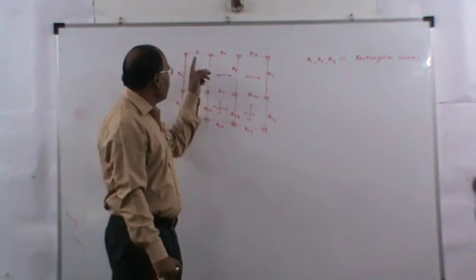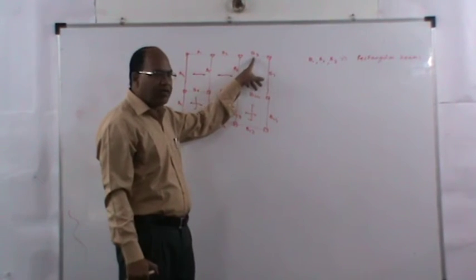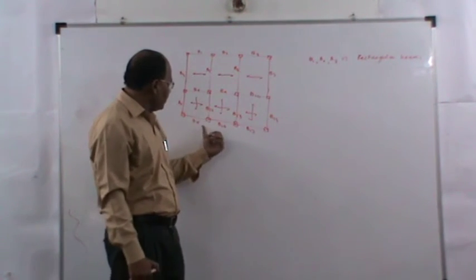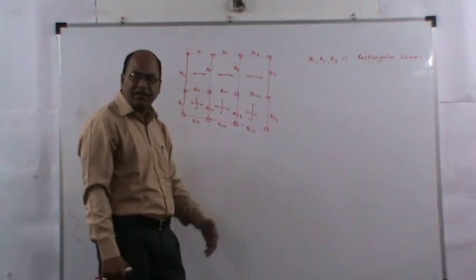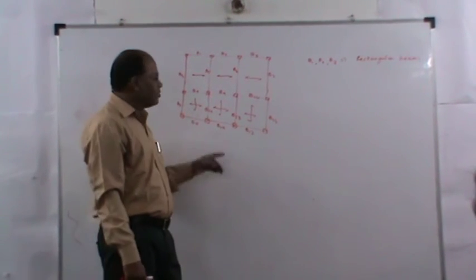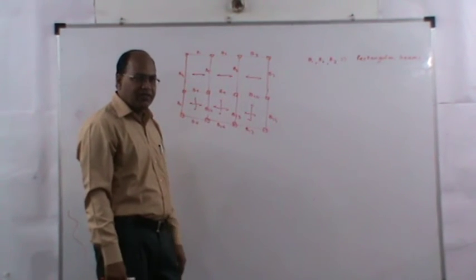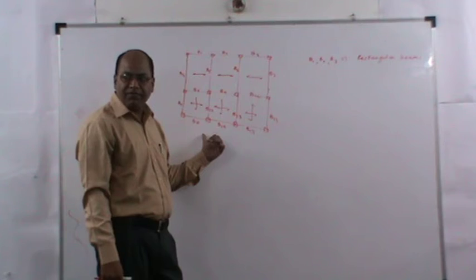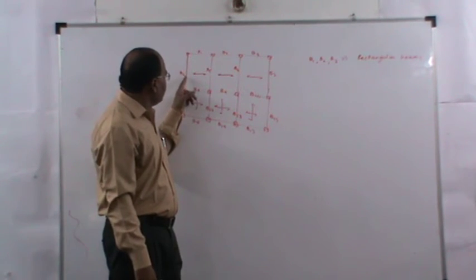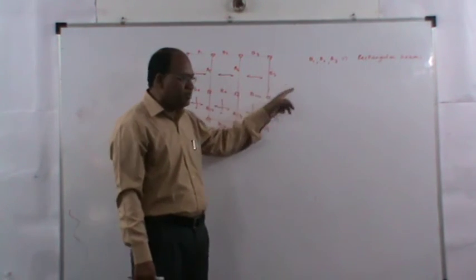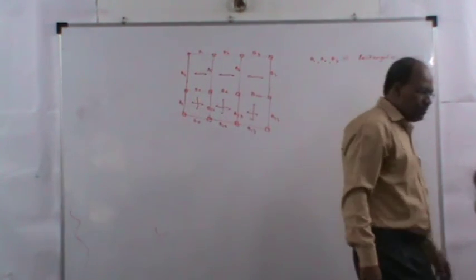But see, here B1, B2, B3 are rectangular, but on this side B15, B16, B17, are they rectangular? Because one of the main reinforcements is perpendicular. So these are what? L beams. Now what about B4, B5, B6, B7?